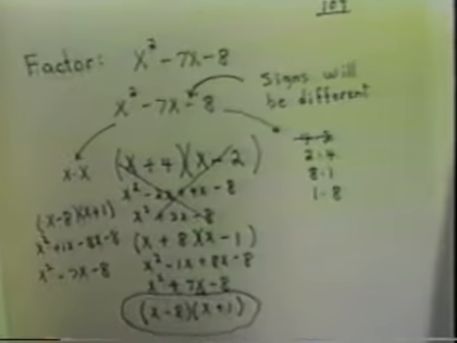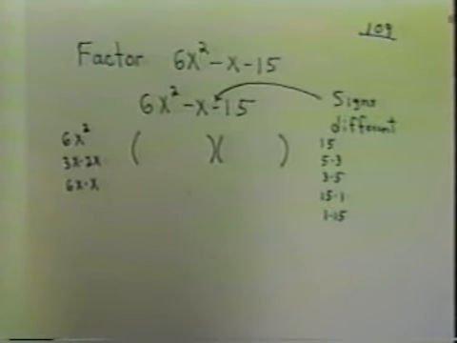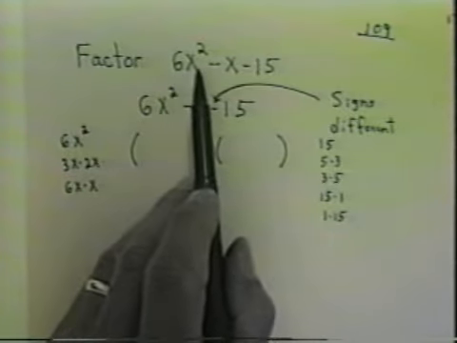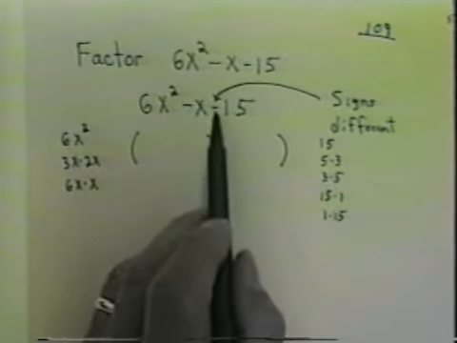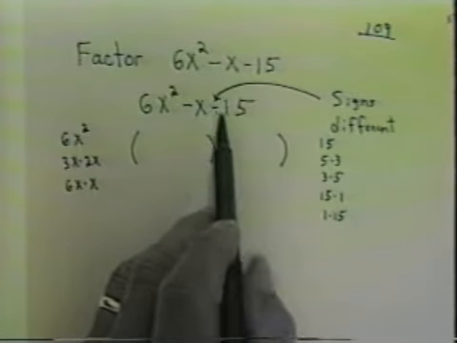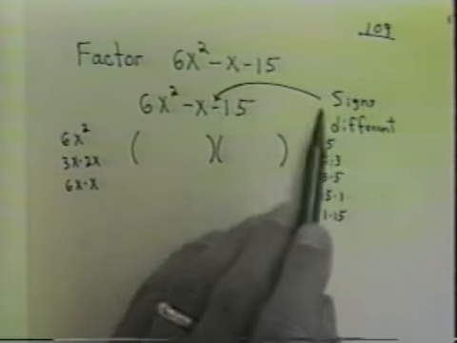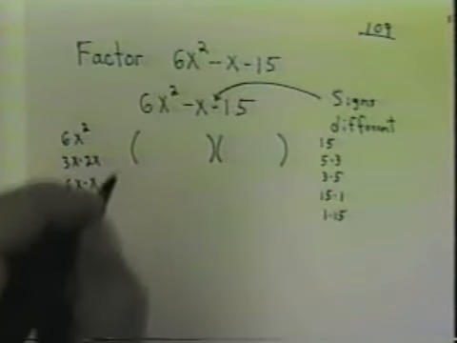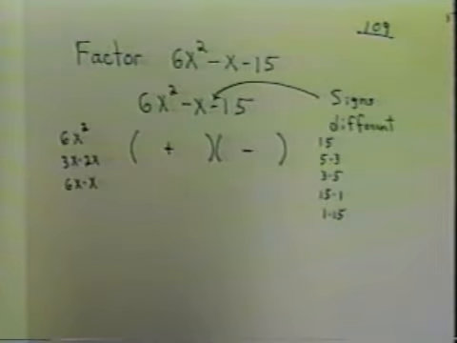Let's look at another problem. This one is going to be a little bit harder because the first term also involves more than one guess. Let's factor 6x squared minus x minus 15. Now this sign being negative tells me the signs are different. But I don't know which would be positive and which would be negative. So I'm going to make a guess and put plus and minus.